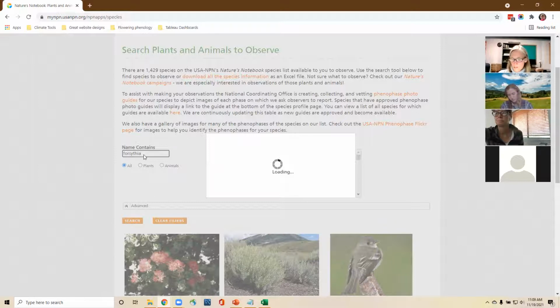Each of the species on the Nature's Notebook list has what we call a species profile page. The profiles have all of the questions that are on the data sheets, and also some other information as well. Sometimes it can take a little bit to load on this page, so we'll give it a minute. It's a nice place to start out. Even before you select species, you can check out this page to learn more about what kinds of questions are involved in the data sheets for these different species.